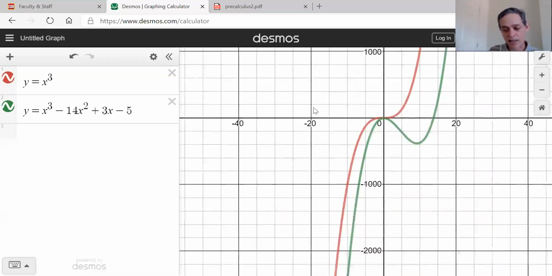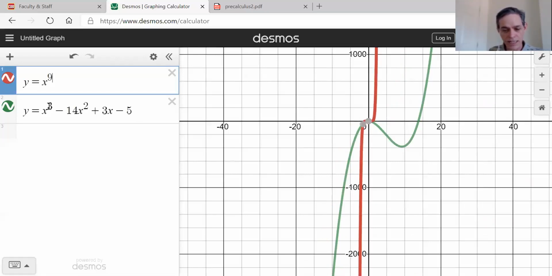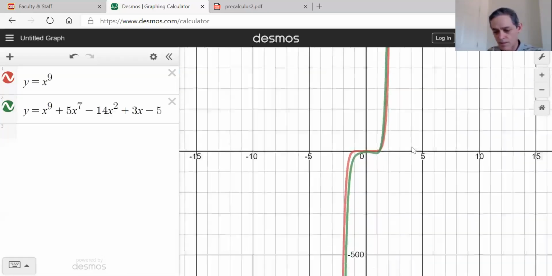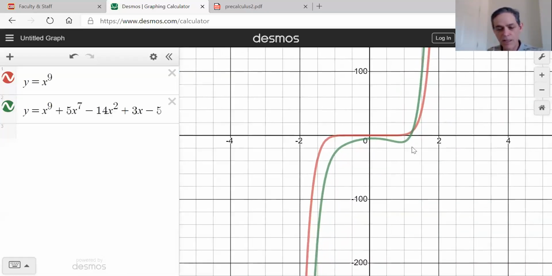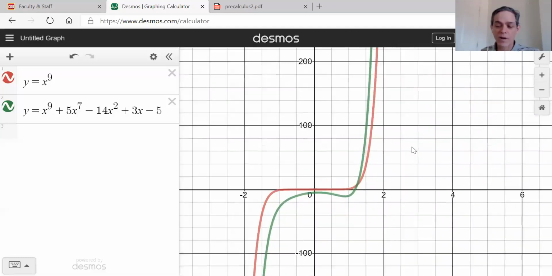Let me see if I can add a little bit more wiggle to that. Okay, that's x to the 9th. Let me make this an x to the 9th. Okay, so that's a little too much. Okay, so there's a 9th power polynomial. So again, if you look close, the two functions look different from each other, but their end behavior is going to be the same. Left end down, right end up.